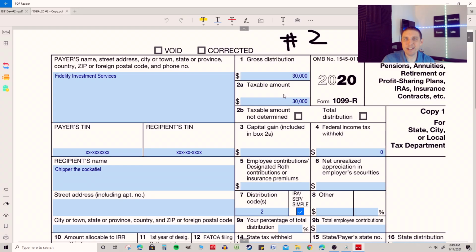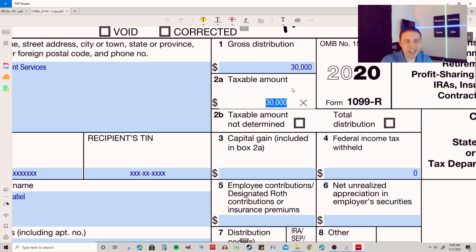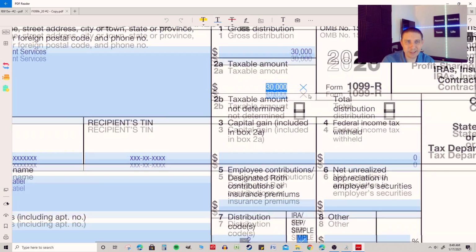Okay, here we go. Example number 2 for you guys. It's very similar, but different. This time we have 30,000 in distributions, all of which is taxable. We're assuming that all the distributions are for the coronavirus related hardship. That's what we're assuming in this example.